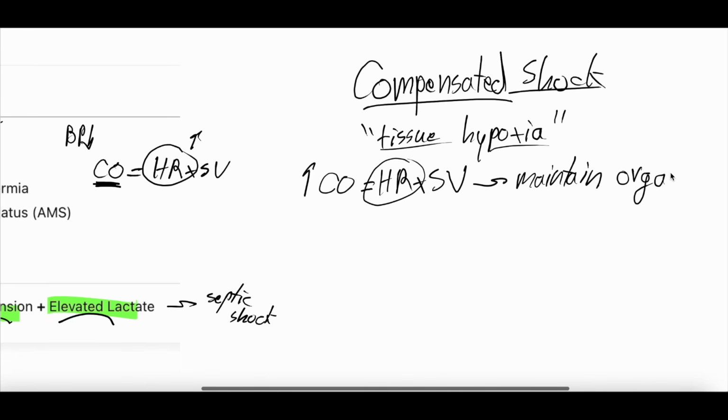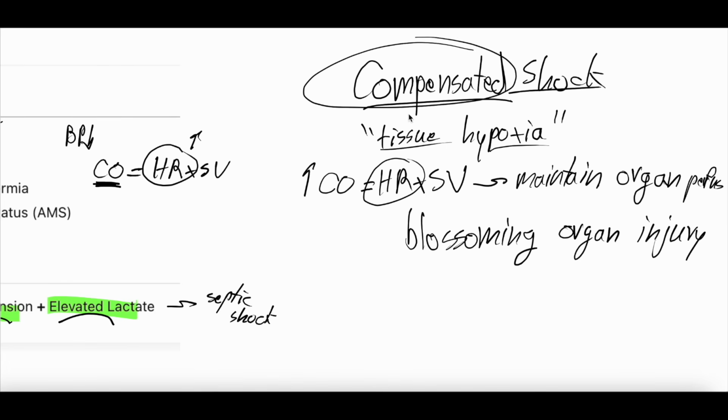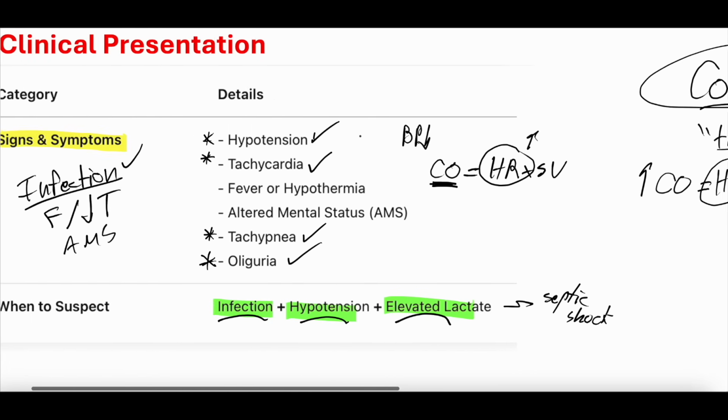All right, maybe you just have a wide pulse pressure, low-grade tachycardia. Maybe you're a little tachypneic. Maybe you're a little confused, a little altered mental status. But at this point, you're still maintaining organ perfusion. Okay, but at some point, this compensatory mechanism is no longer adequate. And that's when you start to get the blossoming end organ injury. And this is when your shock is becoming decompensated. But the best time you can identify septic shock is when it's still compensated, before it's in florid, in your face, infection, hypotension, and lactate.